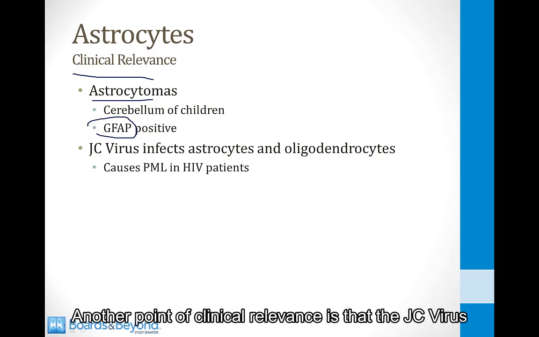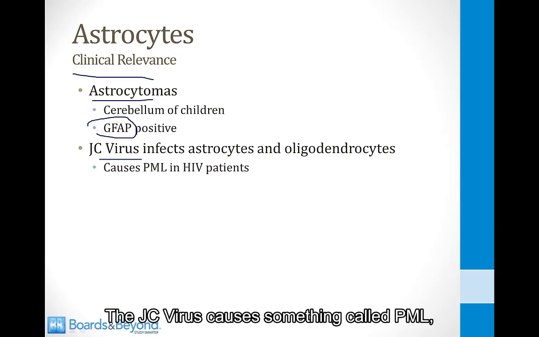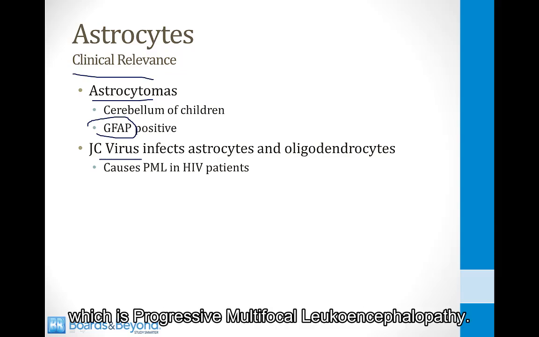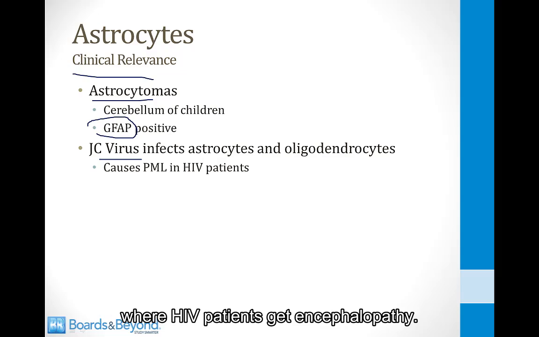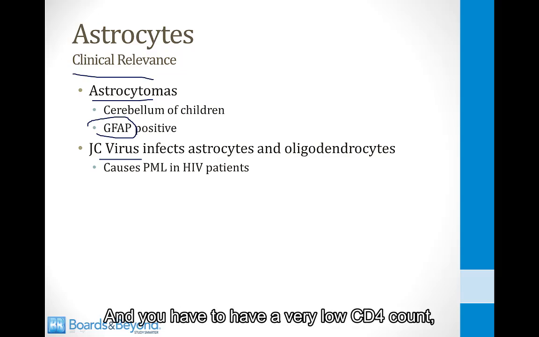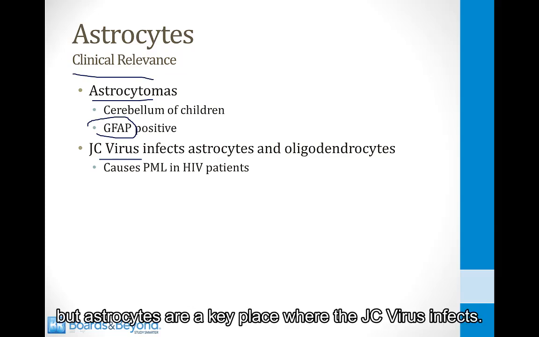Another point of clinical relevance is that the JC virus infects astrocytes and oligodendrocytes in patients with HIV and AIDS. The JC virus causes something called PML, which is progressive multifocal leukoencephalopathy. It's basically a severe demyelinating disease where HIV patients get encephalopathy, and you have to have a very low CD4 count, usually less than 200, to get this. But astrocytes are a key place where the JC virus infects.